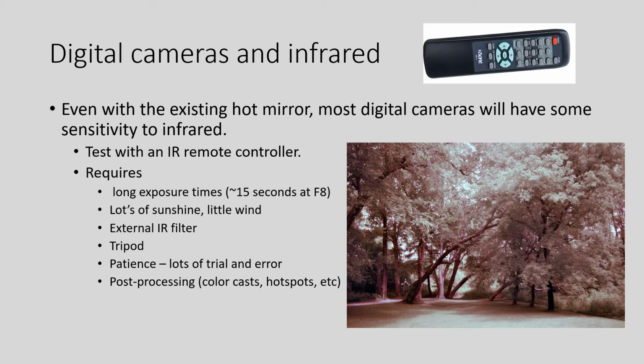If the camera can detect infrared radiation, you will be able to see the TV remote IR beam on the image. If the hot mirror has not been removed from your camera, making IR images means long exposure times in the range of 15 to 30 seconds, a fair amount of sunshine, an external filter like a +4 neutral density filter, a tripod, and a lot of patience and trial and error, because in post-processing you will likely find unwanted color casts and hotspots in your image. But these limitations can also be used to your advantage in making IR images.